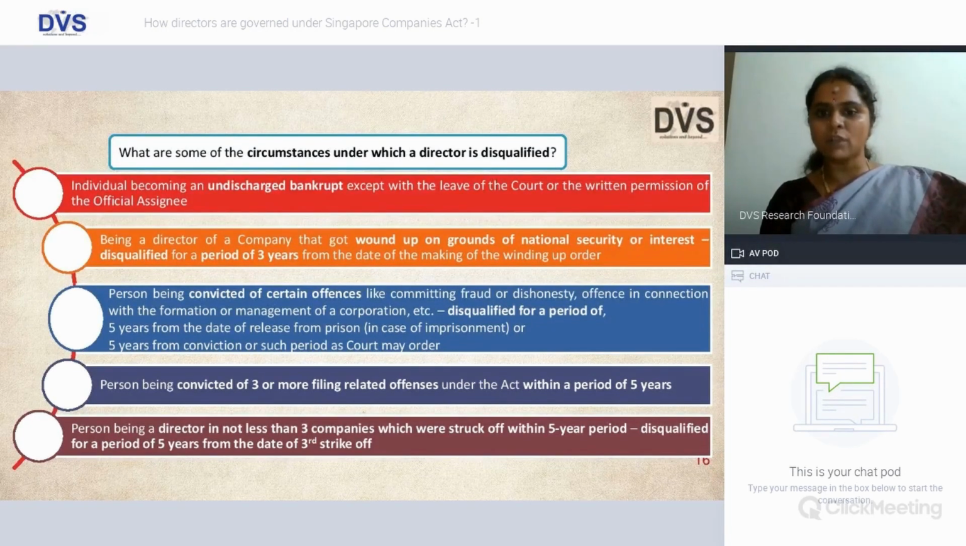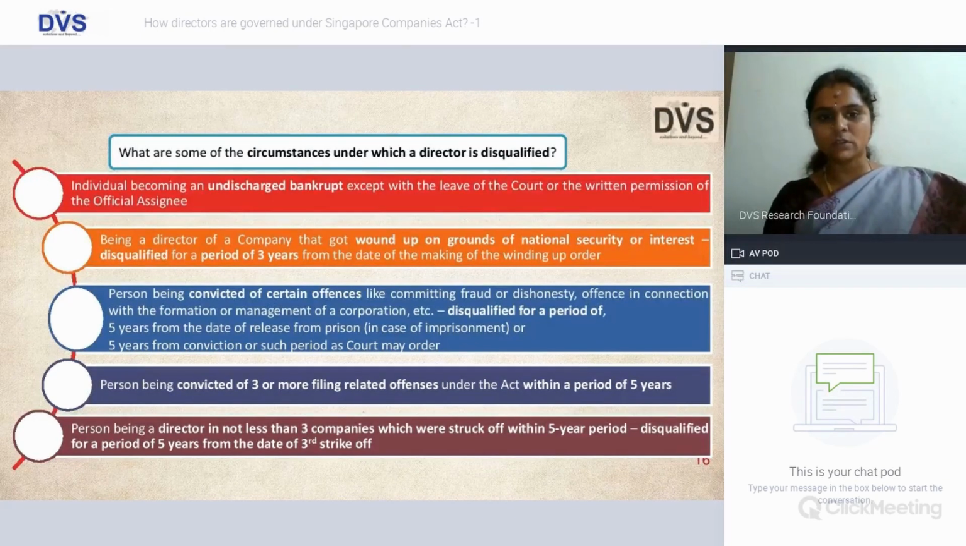And he shall be disqualified for a period of 3 years when he is convicted of 3 or more filing related offences. Say, for example, some return documents which are required to be filed by the company, and he is part of the directorship of that company, and such company is violating those norms. Then, for a period of 3 years, if there are 3 or more related offences relating to this filing of returns or documents, and he shall be disqualified for a period of 5 years.